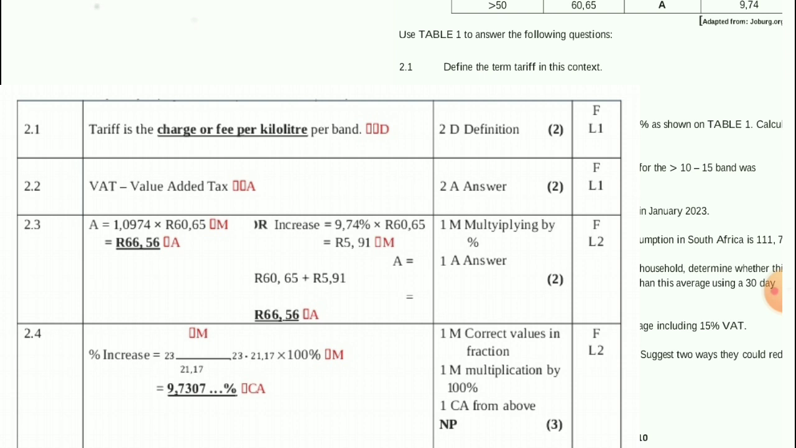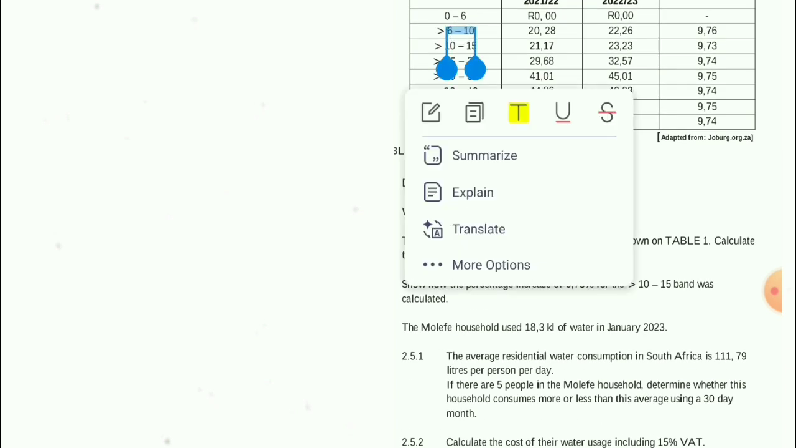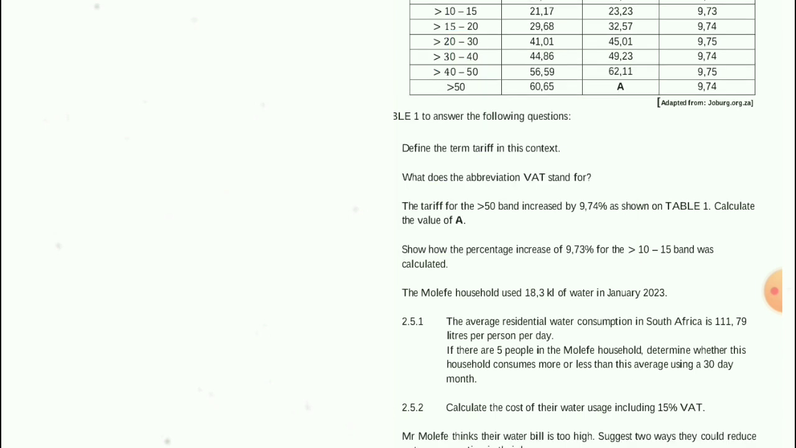Each and every time, let me make an example, guys. I always make an example when I do this. Let's say the question says, show how the percentage increase of 9.76% was calculated. What were you going to say? You have to start with the big one, guys, not with the smallest one. Because if you start with the smallest one and you are minusing, it's gonna complicate things. So you have to start with the big one.